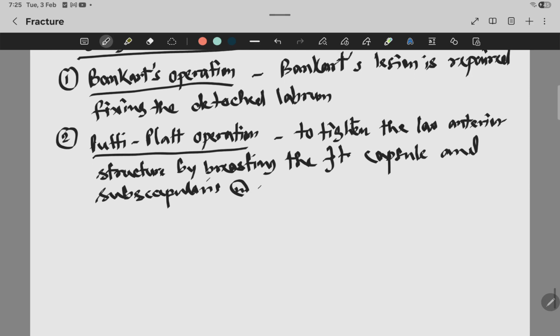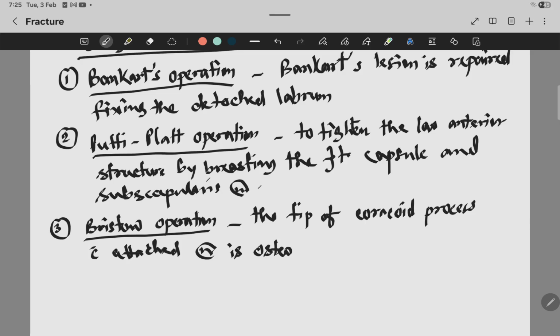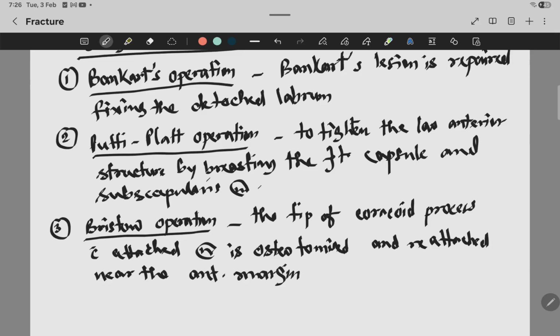Number three is the Bristow's operation. In this operation, the tip of the coracoid process of the scapula, along with its attached muscles, is osteotomized and reattached near the anterior margin of the glenoid.